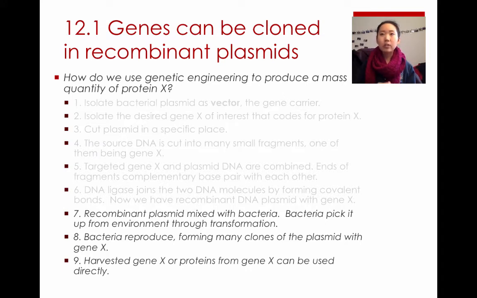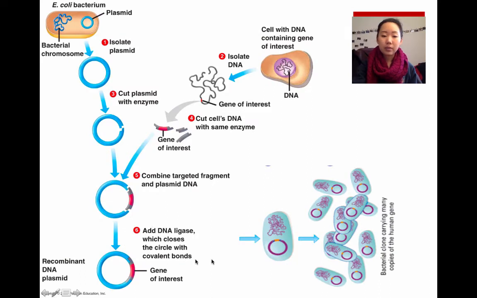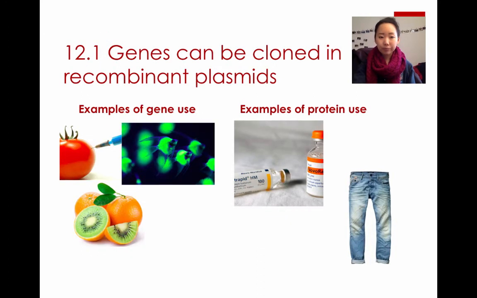So we can either do this so that we can have just a lot of copies of just the gene X, or we could do this to get a lot of copies of protein X. So here we take this recombinant plasmid, we put it into the bacteria cells, and the bacteria cells will reproduce, and we get a lot of what we want. We have a lot of these genes, which also leads to a lot of the proteins. And so the question is, well, what are the applications of this?